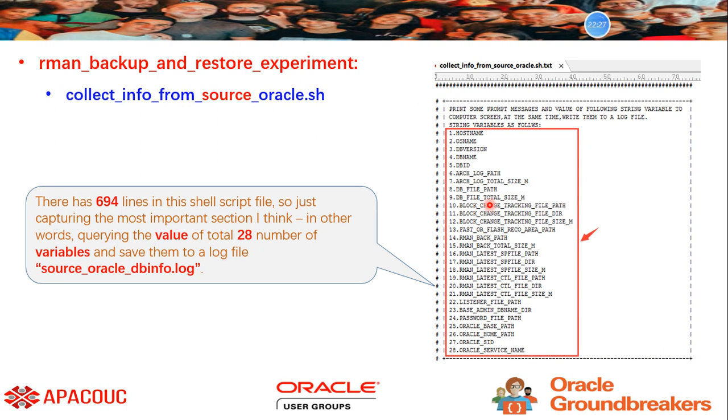That has 694 lines in this shell script file. So I only capture the most important section, I think. In other words, it queries the values of a total of 28 variables and saves them to a log file, tmp source oracle db info.log.